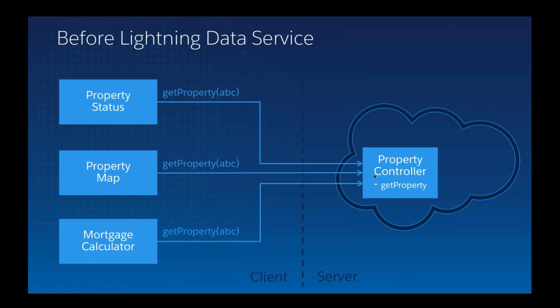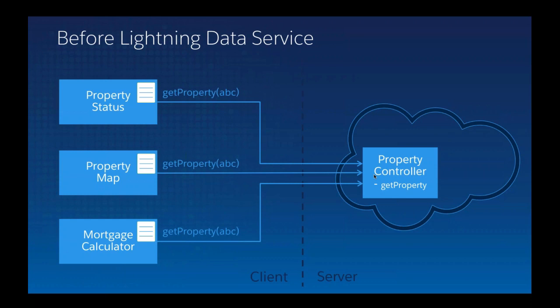And as a result of that, they make that server-side call, and as a result of making their own call to the server, they all end up with their own copy of the record. So property status has its own copy, its own object representing the property, and so does the map and the calculator. So that's probably how you've been doing it today.